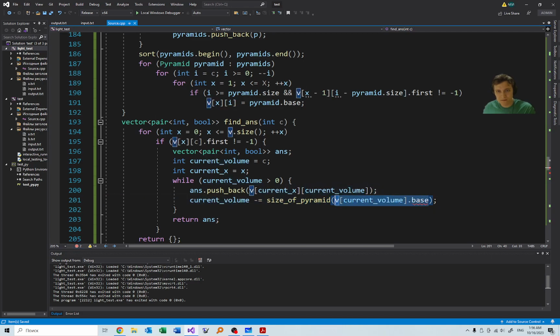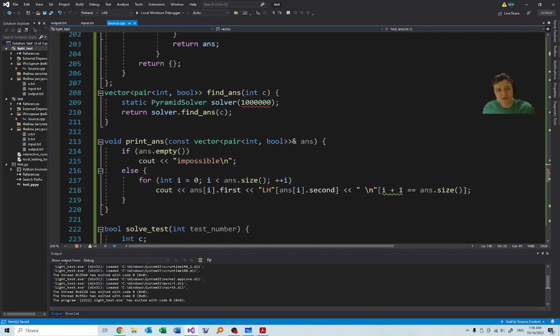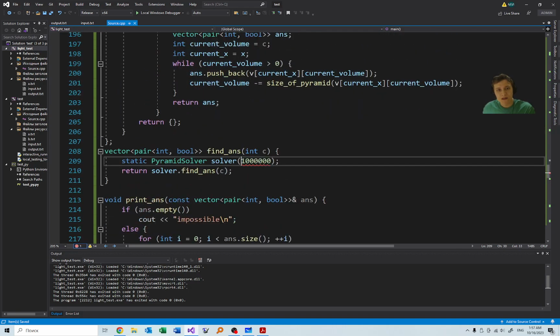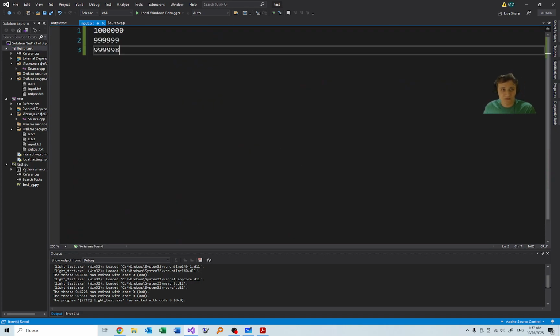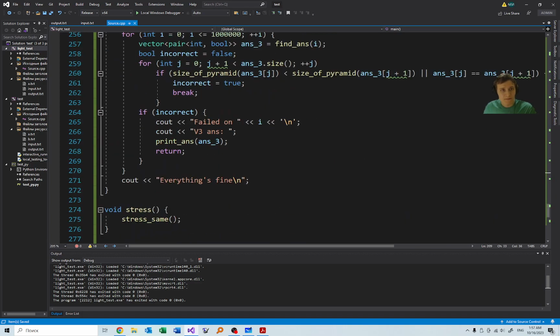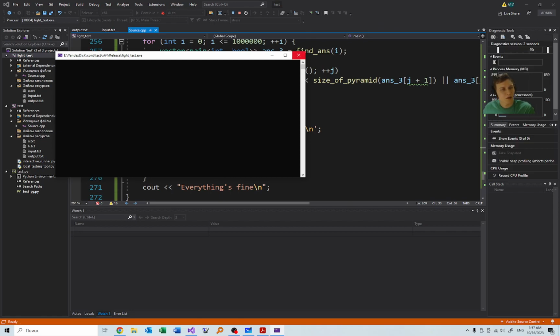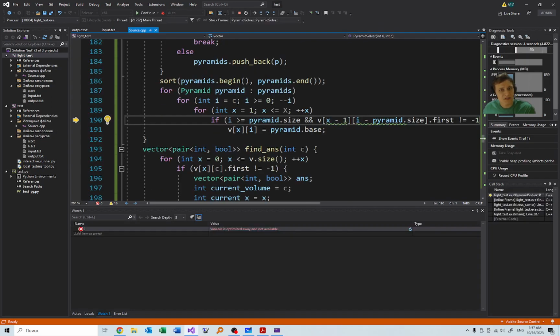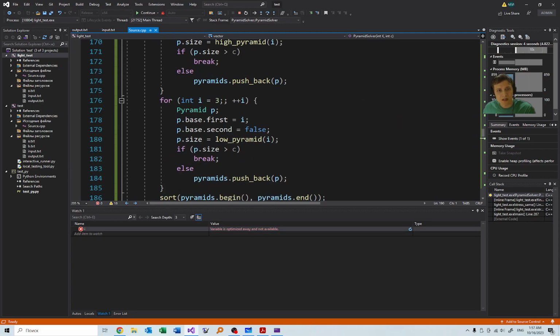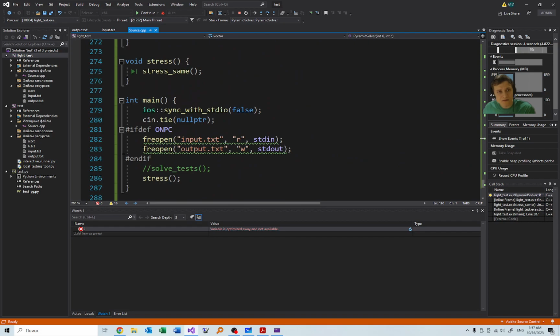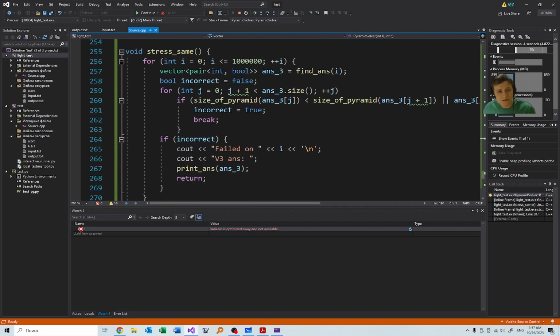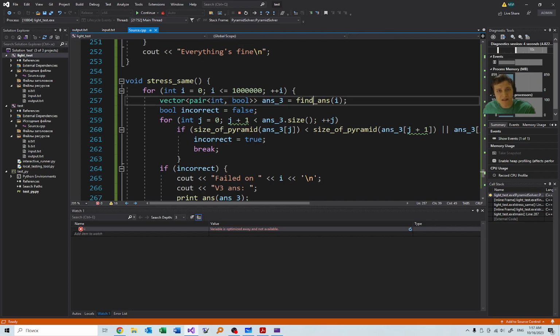So first of all, I guess we would like to understand what orders of x should be used here. Which orders of x should be used here? Why is it so slow? What is it doing? Ah, is it solving the test? Stress same. Ah, it's finding the answer.